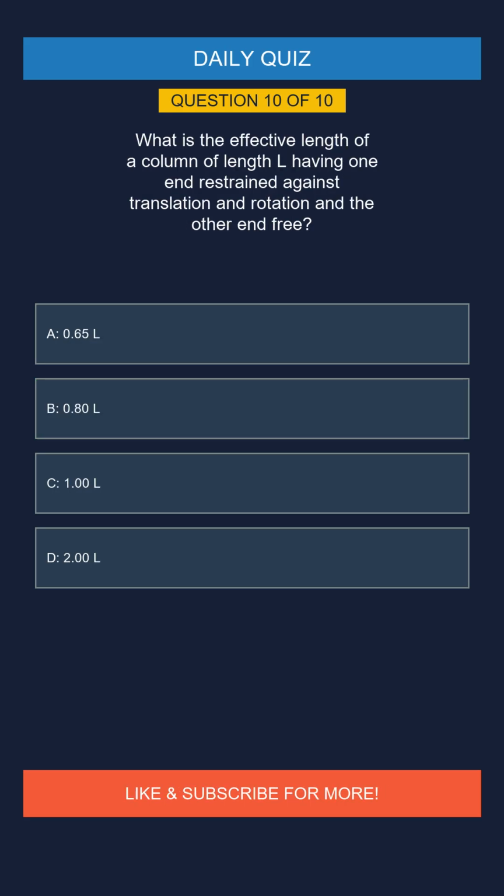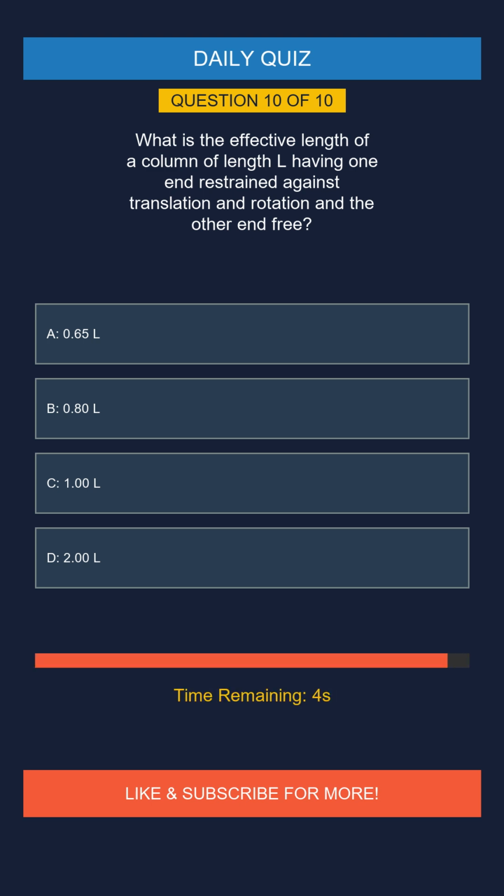Question 10. What is the effective length of a column of length L having one end restrained against translation and rotation and the other end free? Option A, 0.65 L. Option B, 0.80 L. Option C, 1.00 L. Option D, 2.00 L.